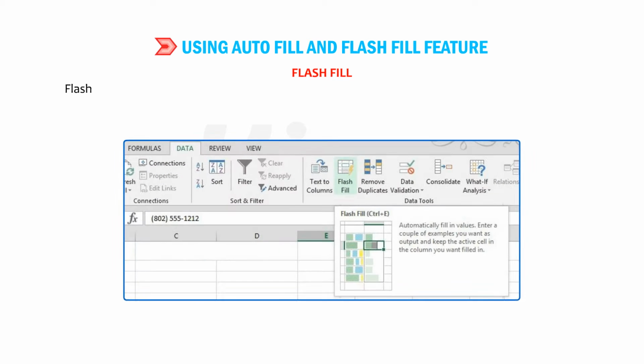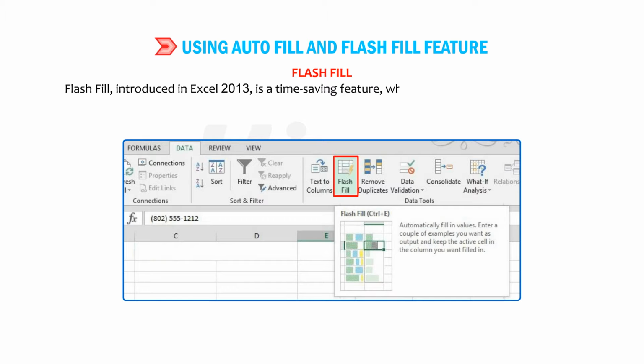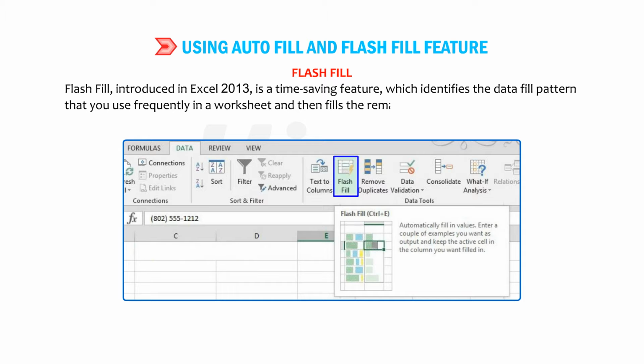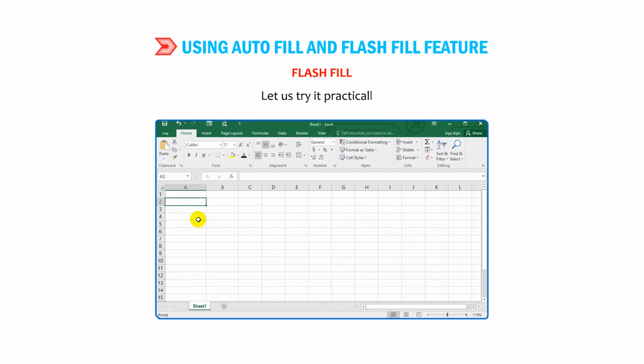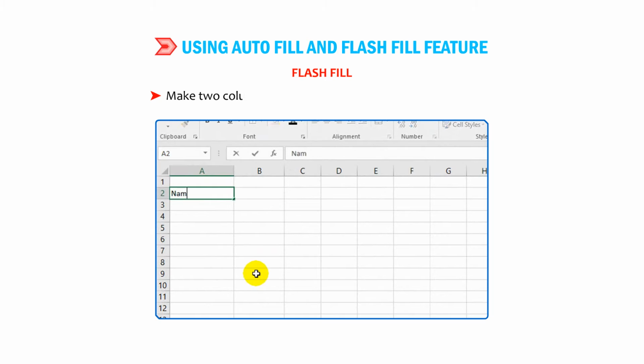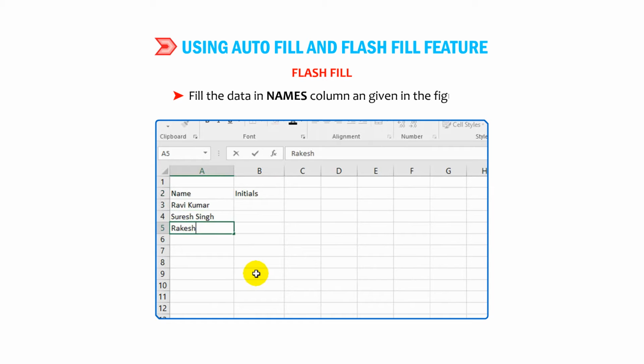Now let us talk about flash fill. Flash fill, introduced in Excel 2013, is a time-saving feature which identifies the data fill pattern that you use frequently in a worksheet and then fills the remaining series accordingly. Let us try it practically. Make two columns, names and initials, in an Excel sheet. Fill the data in the names column as given in the figure.